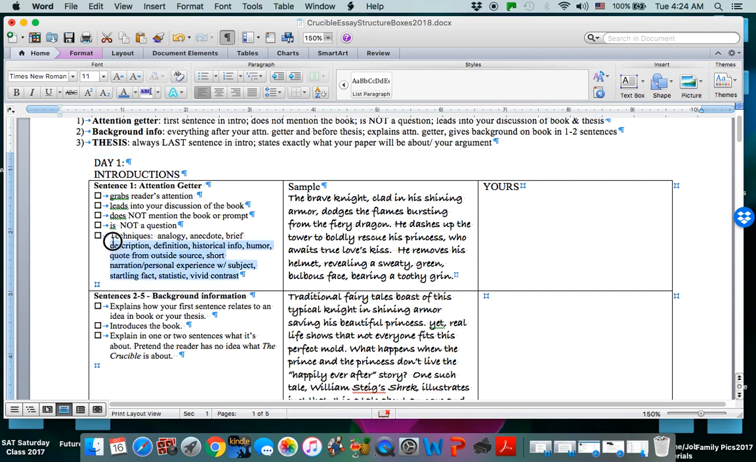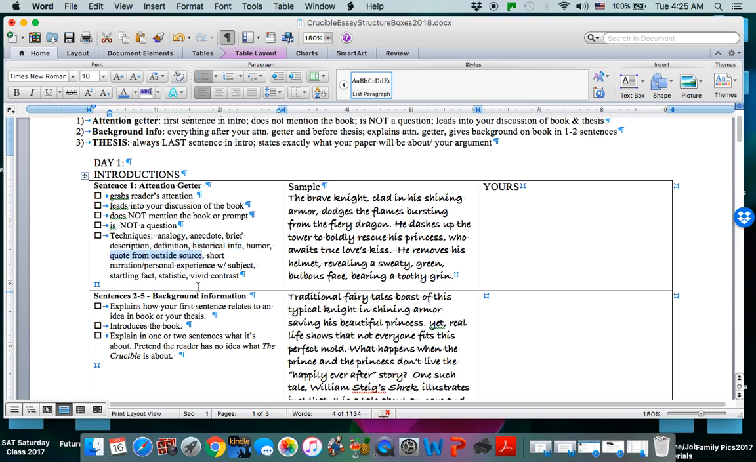Now, all of these techniques, I'm going to give you a link that has all the different techniques of how you can start an introduction. There's like, I don't know, 12, 14 of them. An analogy is comparing something, an anecdote is a little story, a description, you can figure that out. You can also use a definition where you do the definition of a word. That's an easy one to do. You can give historical information, which would be super good to do for The Crucible. You can use humor. You can use a quote from an outside source.